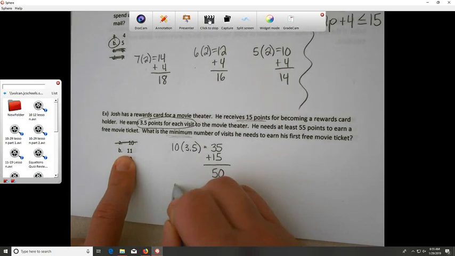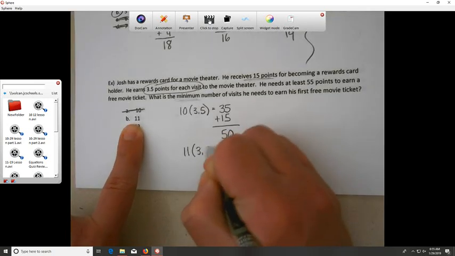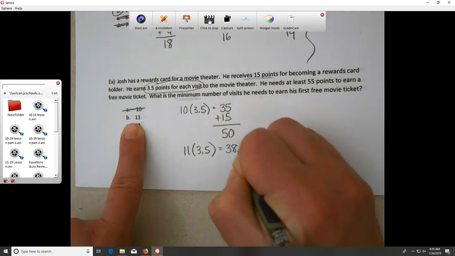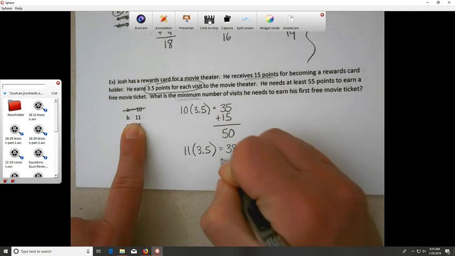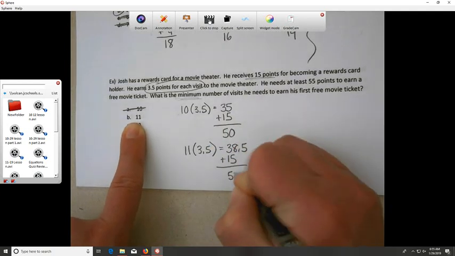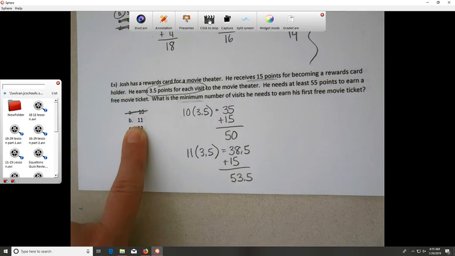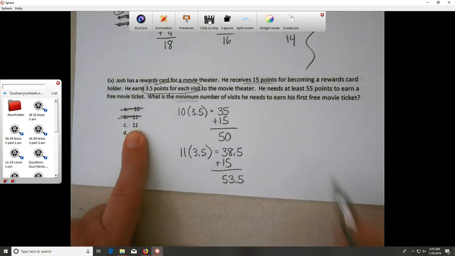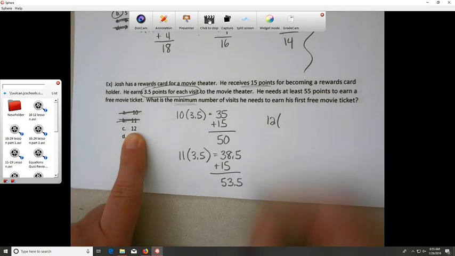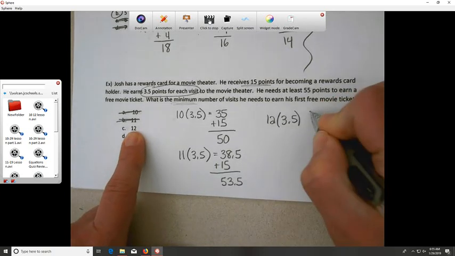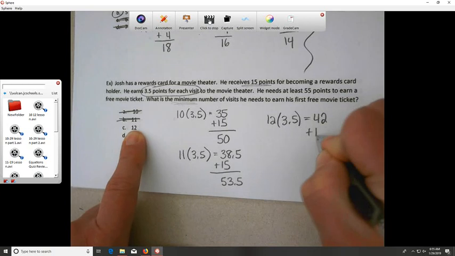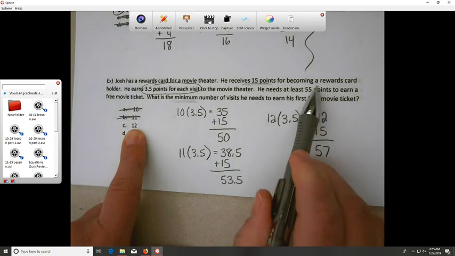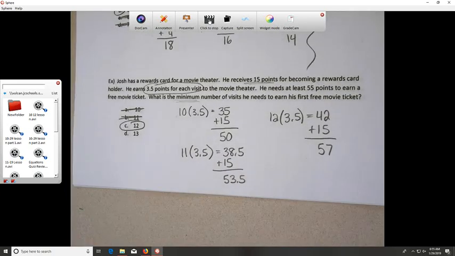So if he goes 11 times and he earns 3.5 points each time, then 11 times 3.5 would be 38.5, plus he still gets the 15 points. So that would come out to 53.5. He wants at least 55, so again, that's not enough. So then we're going to try 12. So 12 visits times 3.5 points for each visit is 42 points, plus the 15 points for signing up, that's 57, and that is at least 55. So 12 would be the minimum number of visits.